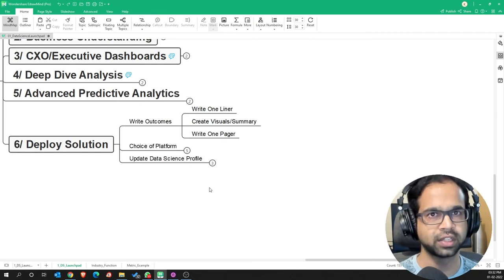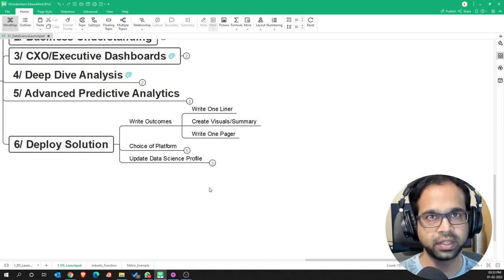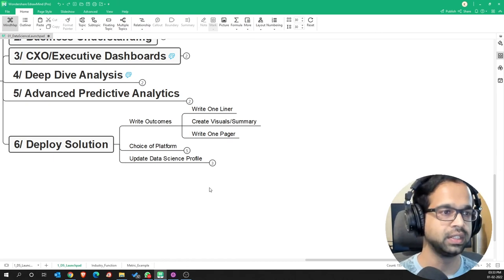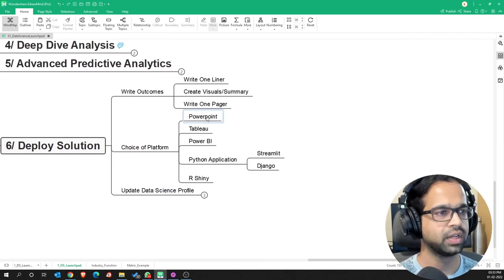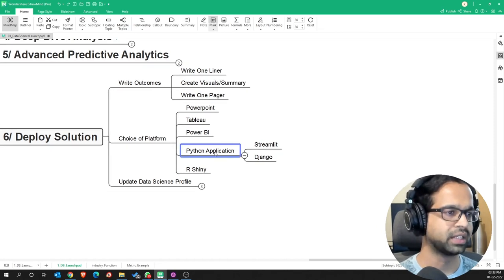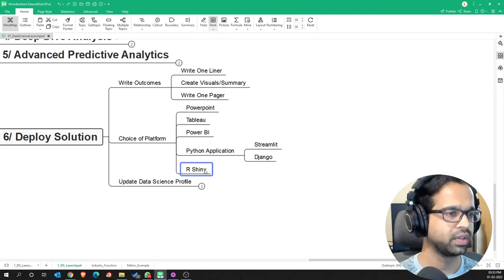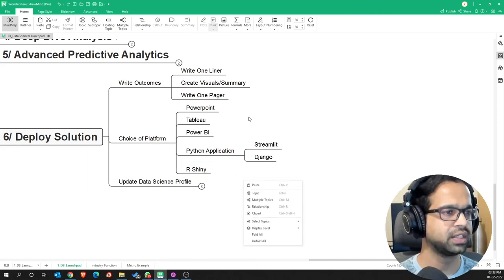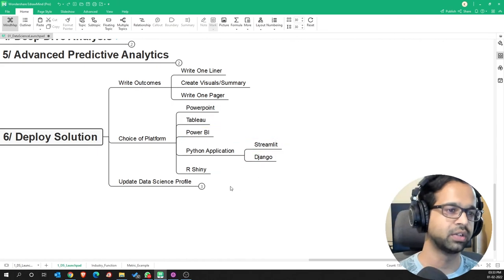You'll do awesome tech stuff, but once you start to present it and teach people how you've done it, how you solved it, then your adaptability and the value to the business increases. Then how do you present it? You have platforms like PowerPoint, Tableau, Power BI, Python applications, Streamlit, Django, and Flask. You have R Shiny, and these are just a few that you can begin with. There are multiple other options, but these are something you can begin with.